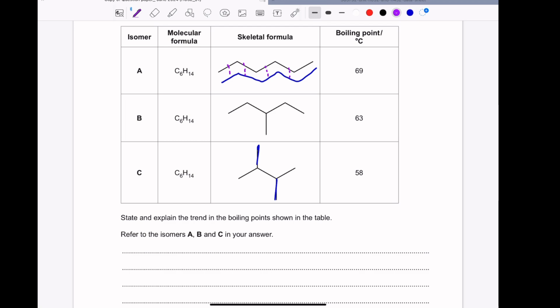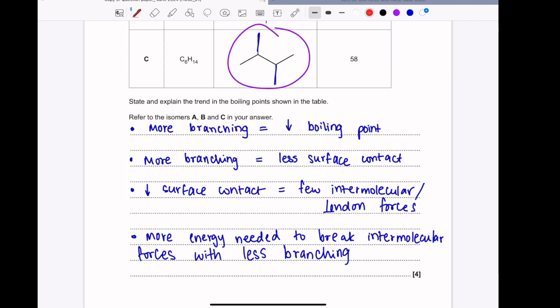Whereas if there is branching, I hope you can see now that the two molecules, like if I had another one of these, cannot sit as closely together as the top one, and that would decrease the surface contact between the two, which means fewer intermolecular forces, therefore requiring less energy to break. So this is the answer. Each bullet point is worth 1 mark, so a total of 4 marks.